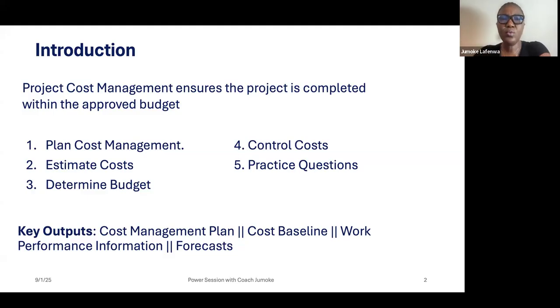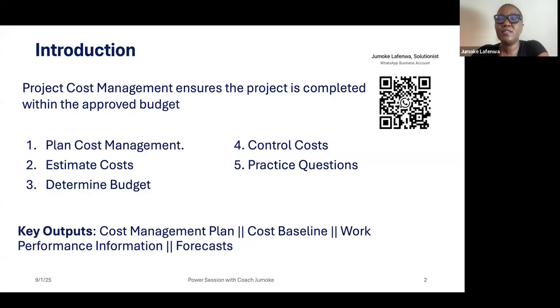So conducting the project cost management plan and putting it into place will enable you to determine where you are now and then predict where you will be in the future.